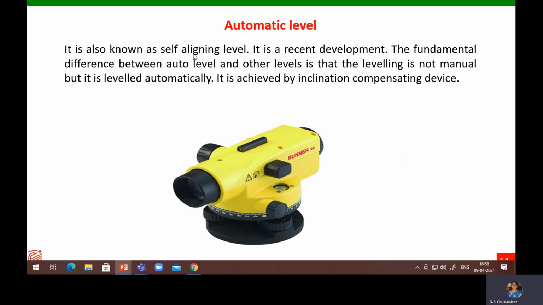Next is the automatic level, also called the auto level. This is also known as a self-aligning level, and it is a recent development. The fundamental difference between the auto level and other levels is that the leveling is not manual, but is done automatically. That is why it is named auto level.